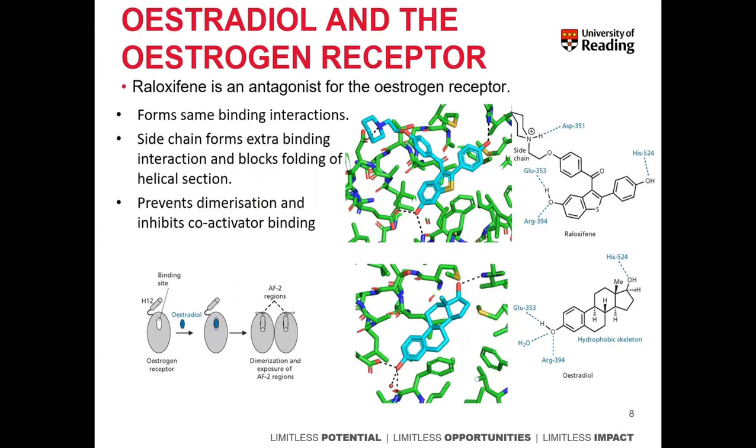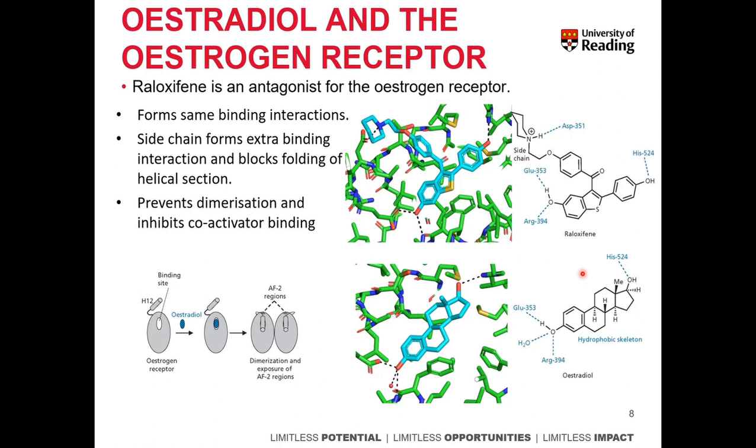Now, raloxifene is an antagonist for the estrogen receptor, and you can see the molecule over here. Now, this molecule binds in the same way as the estradiol. So what we can see is that we have 2 hydrogen bonds here between an OH group and amino acids within the binding site, the same as we have with the estradiol. We also have a hydrogen bond between the OH group and a histidine, and we can see that here. So we're exploiting all of the same binding interactions.